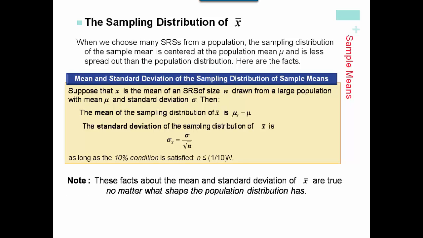These facts about the mean and standard deviation of x bar are true no matter what shape the population distribution has.